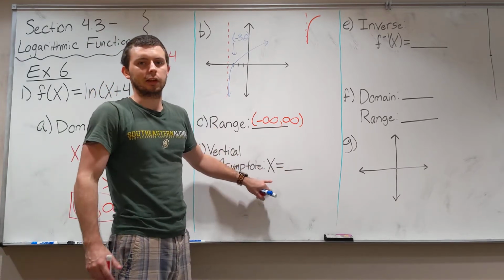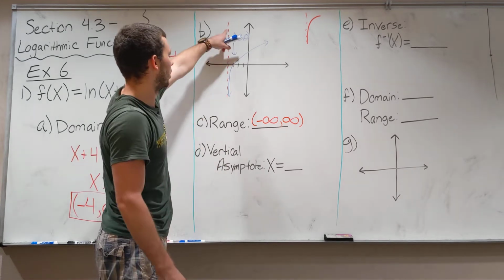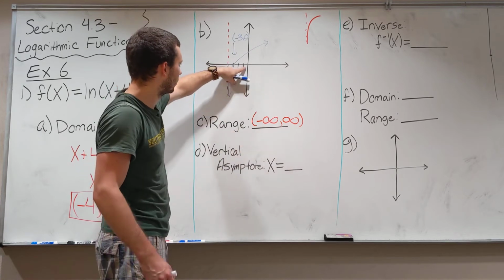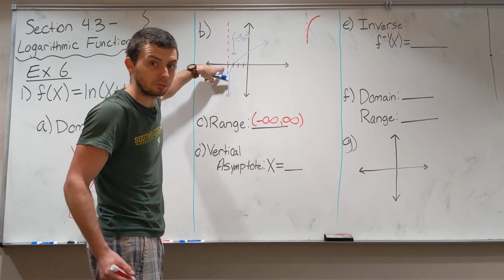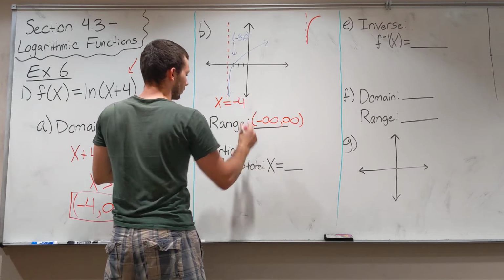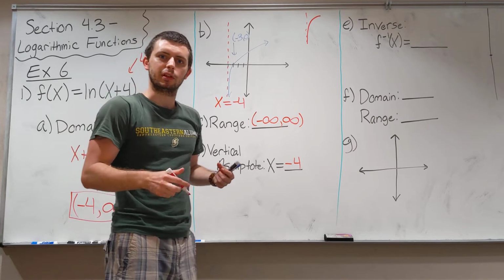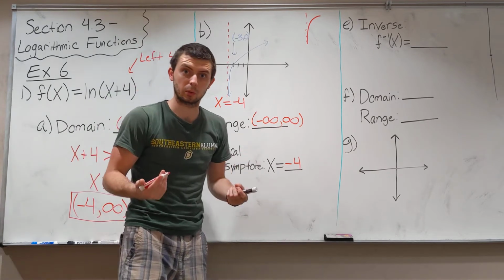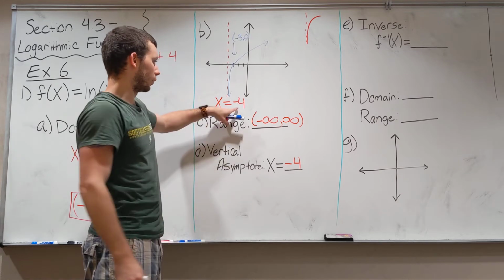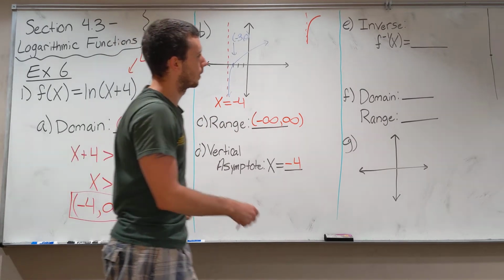x equals blank, and even in the problem they have x equals for you. They just want to know where this asymptote shifted to. And if you simply count, 1, 2, 3, 4, negative 4. So that makes sense because the vertical asymptote was at 0, but we shifted to the left 4. So it makes sense that the vertical asymptote is now at x = -4.